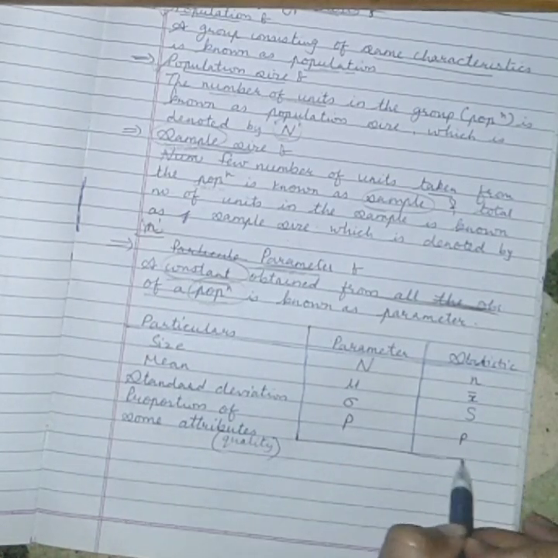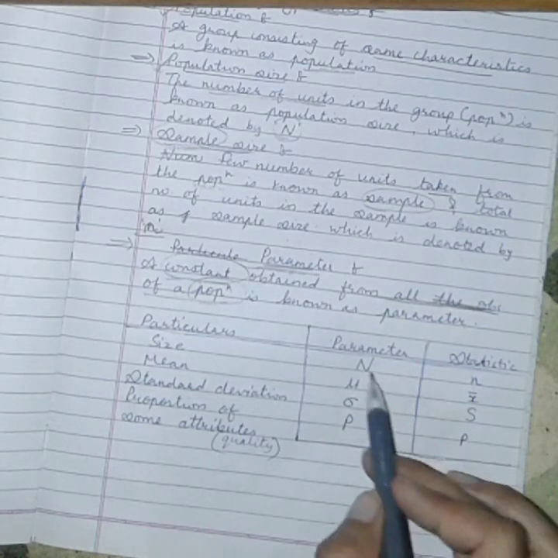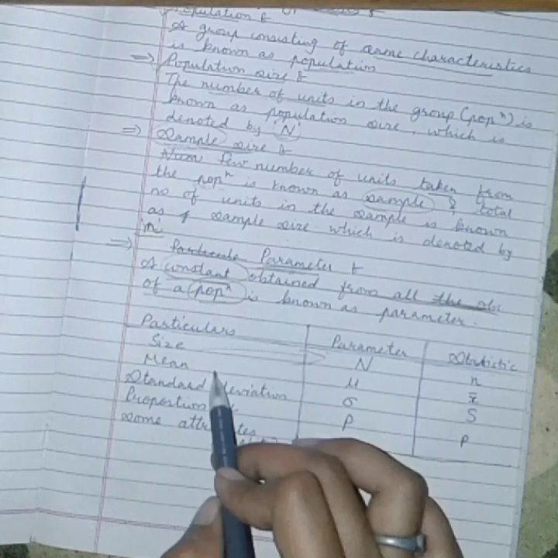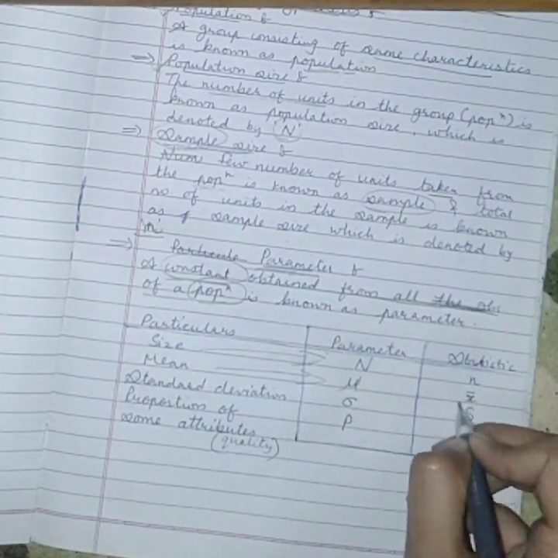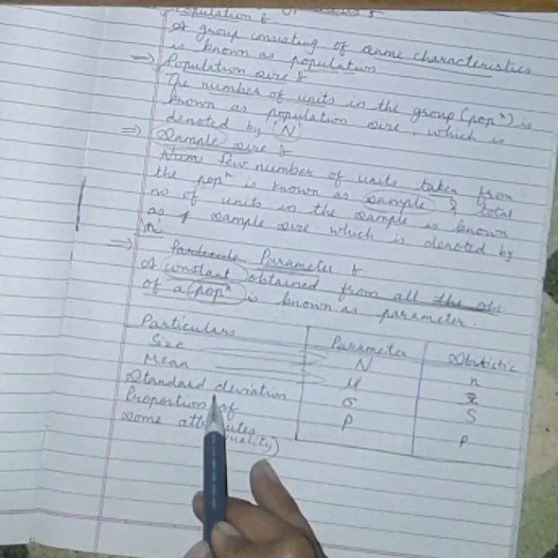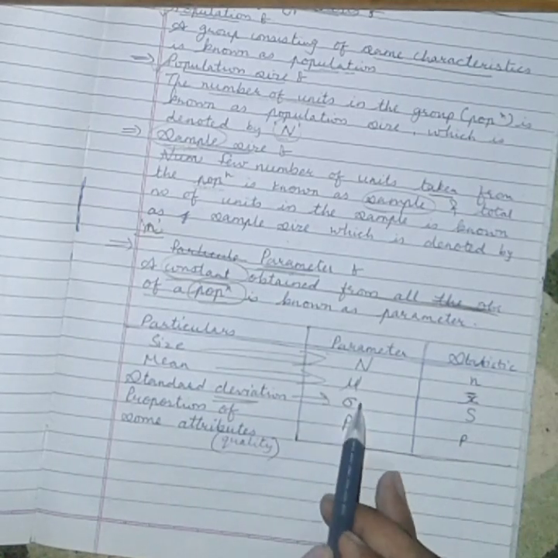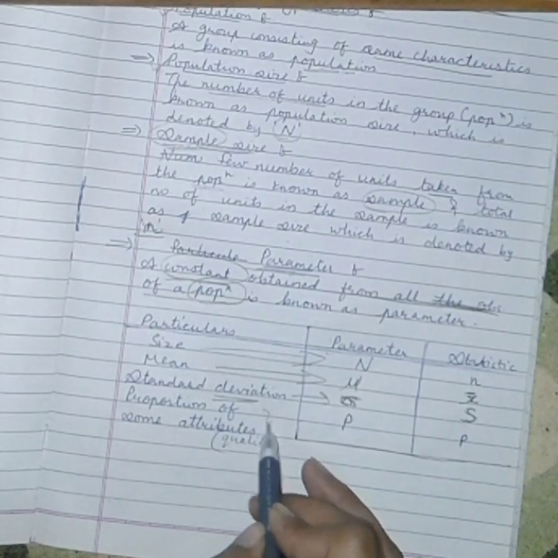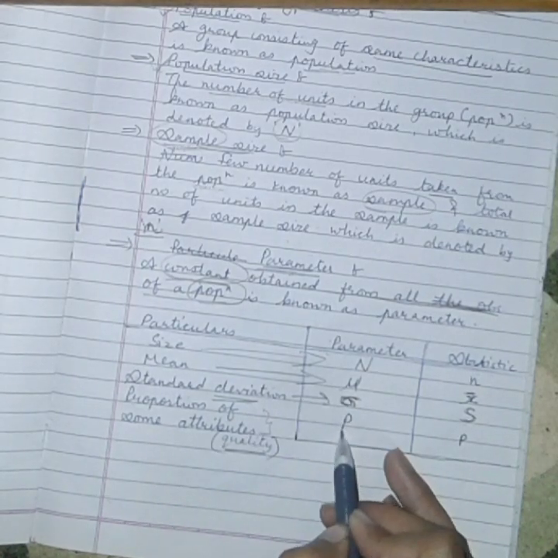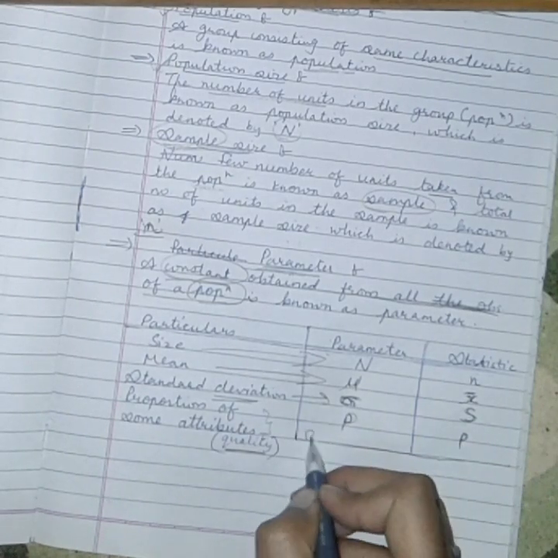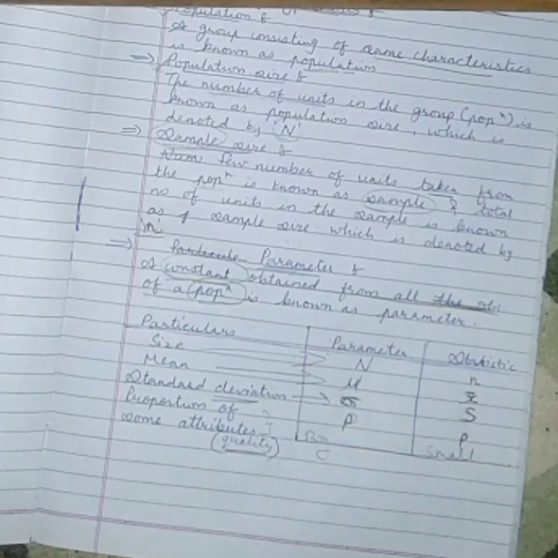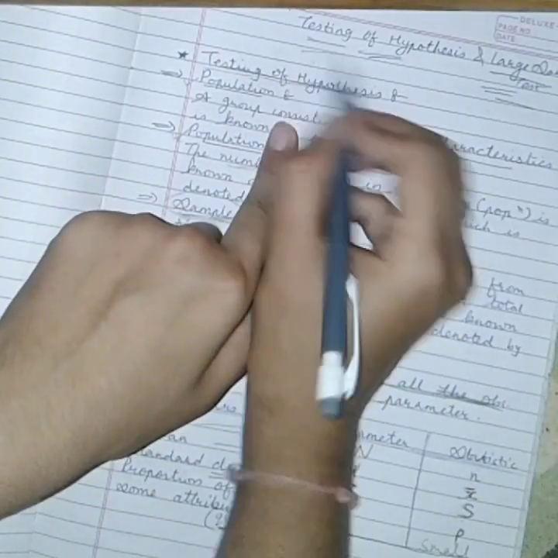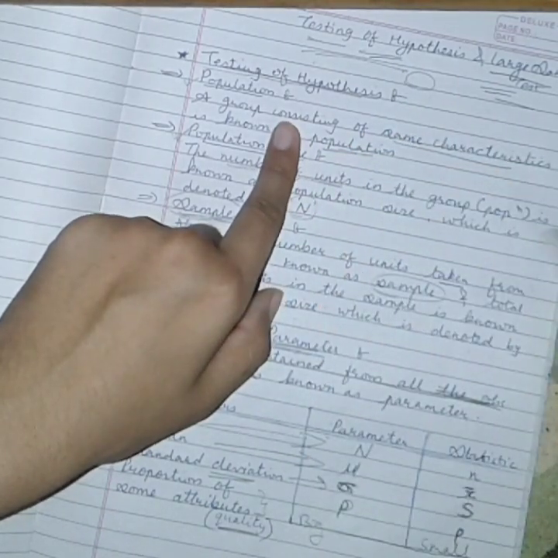These are the symbols which denote the parameters and statistics. The population and sample sizes are big N and small n. The mean is mu for the population and x bar for the sample. Standard deviation is denoted by big S and SD. Proportion of attributes, meaning qualities, is big P for the parameter and small p for the statistic. By learning all these definitions, it will be easier to understand the testing of hypothesis. So now let's get further.